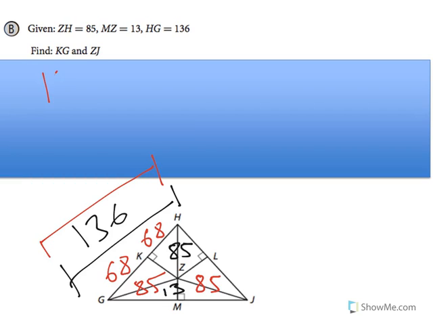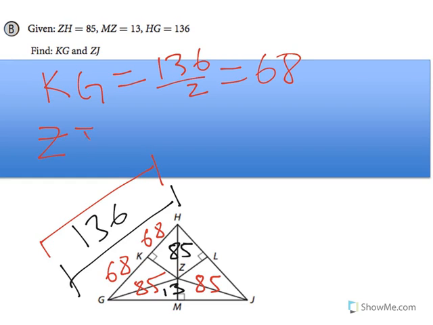So we're looking for the segment from K to G. So from K to G, we know that it is 136 divided by 2, so the answer is 68. And from Z to J, so from Z to J is this segment here, so it is 85.